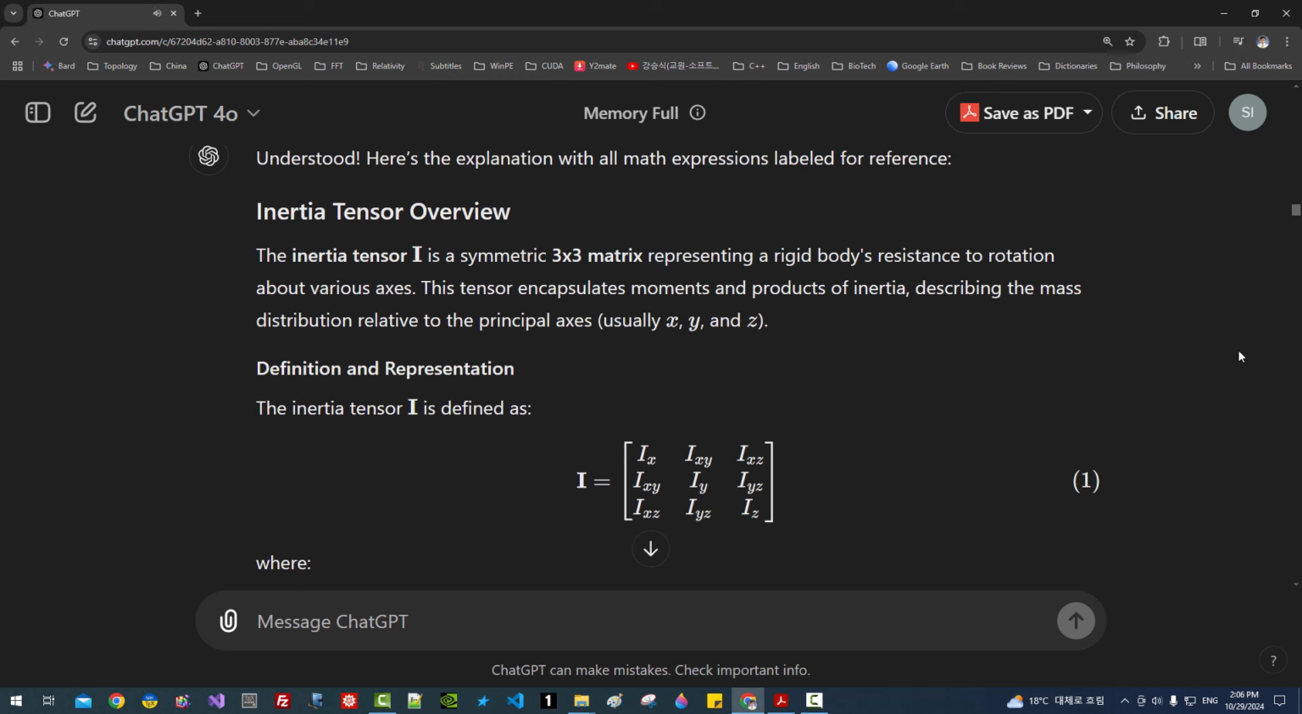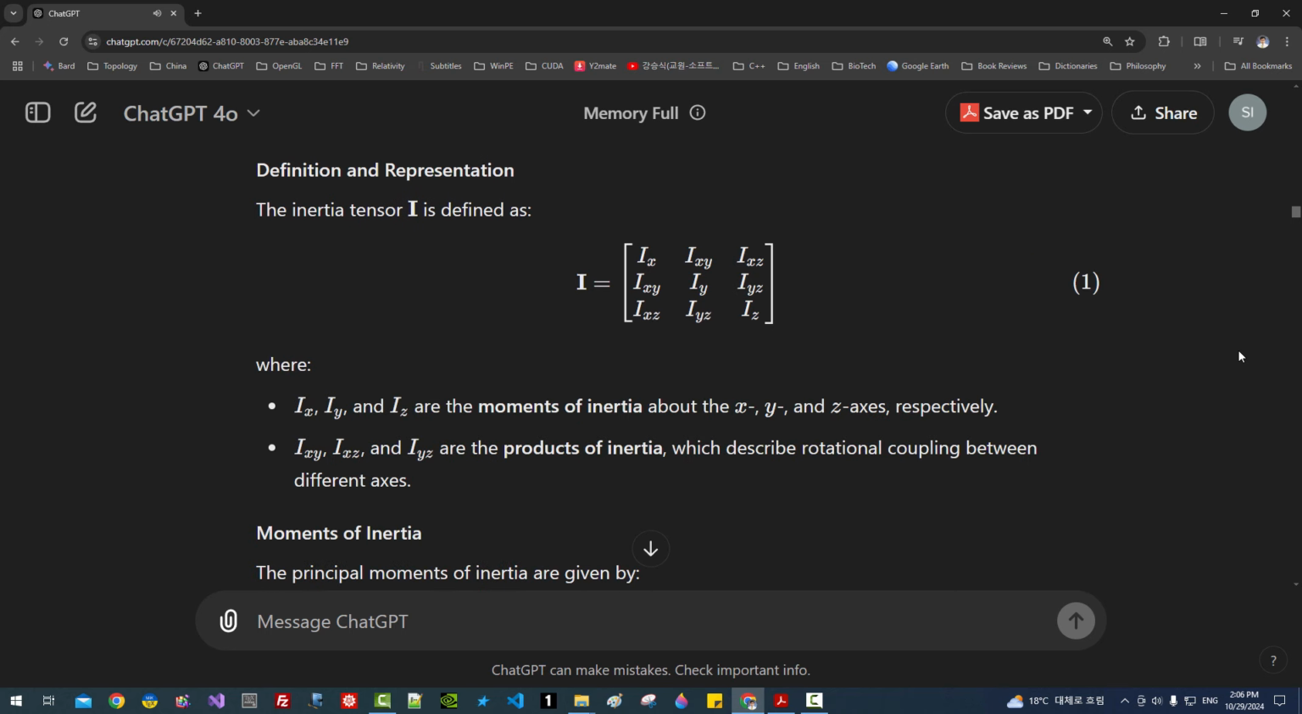Understood. Here's the explanation with all math expressions labeled for reference. Inertia tensor overview. The inertia tensor, I, is a symmetric 3x3 matrix representing a rigid body's resistance to rotation about various axes. This tensor encapsulates moments and products of inertia, describing the mass distribution relative to the principal axes, usually x, y, and z.